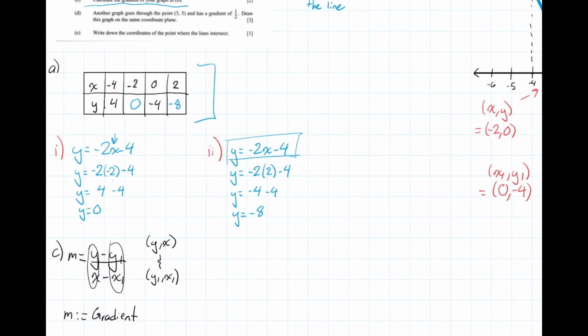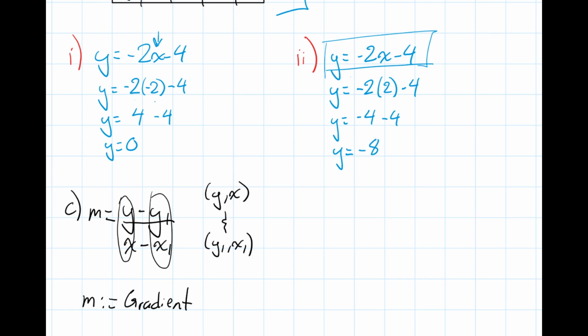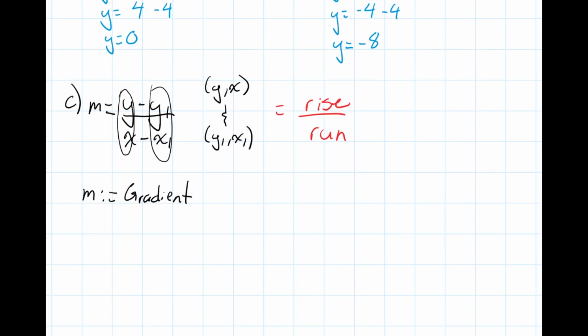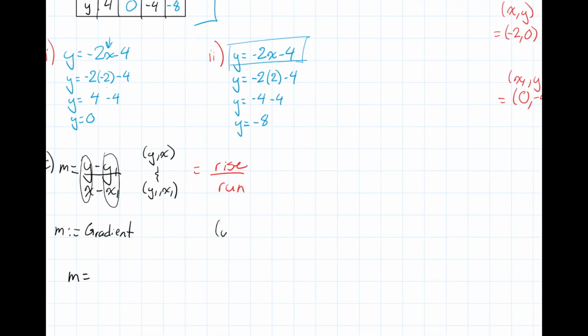Remember, the equation is y minus y1 over x minus x1. So rise over run. That's the way to remember it. What we're going to get from this equation is m is equal to rise over run. I'll just rewrite the points here so we can see them. We said that we had the points x, y, which was -2 and 0. Then we had the points x1, y1, which is equal to 0, -4.